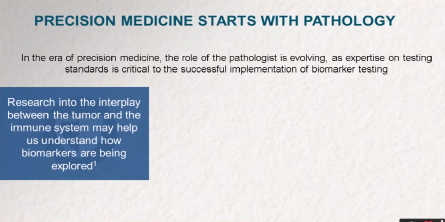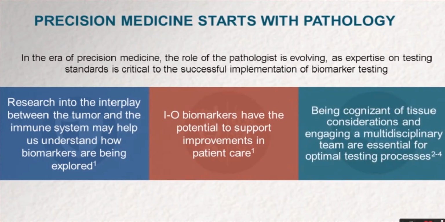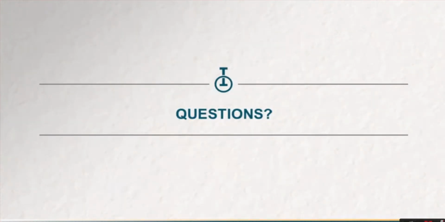Pathologists will play a role in the interplay of the immune system and cancer cells, so a great area for opportunity. Immuno-oncology biomarkers will support improvements in patient care. And being cognizant of the tissue considerations and multidisciplinary use is essential. And with limited tissue, it's essential we use it in as efficient a way as possible.